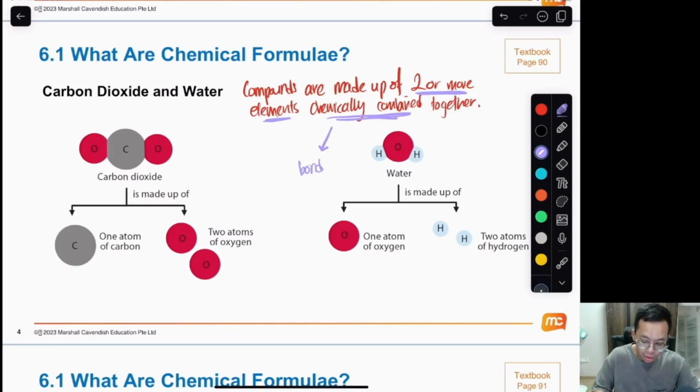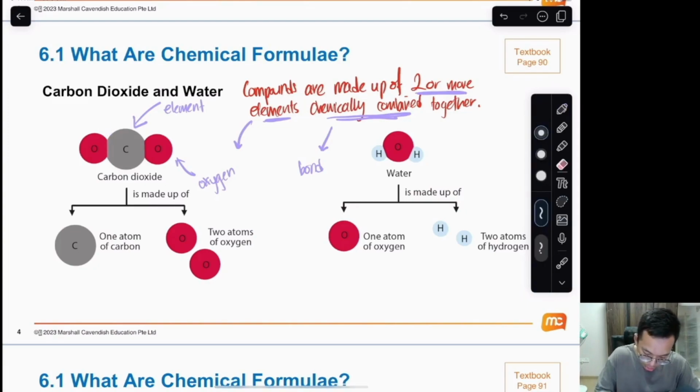Then 2 or more elements. Elements can be found in your periodic table. For example, carbon is an element. Oxygen is an element as well. And because these are 2 different elements, when they are placed in such an image, it shows that there is a bond between them. Let me use another color instead. So the orange arrows represent the bond.